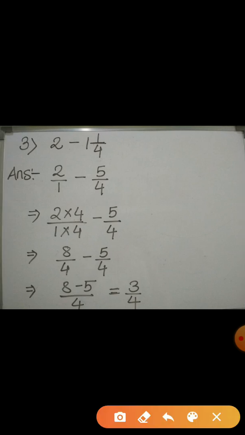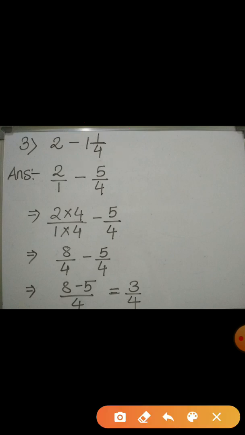See the third example. Now we have to subtract 1 by 4 from the number 2. The first number is 2, having no denominator. So whenever a number has no denominator, we take it as 1. So it will be 2 by 1 now. And the second number is 1 1 by 4, which is a mixed number, right?